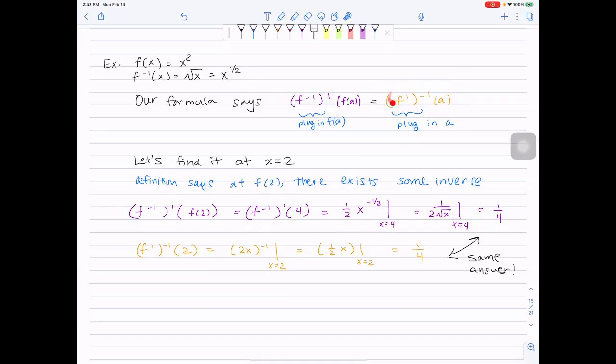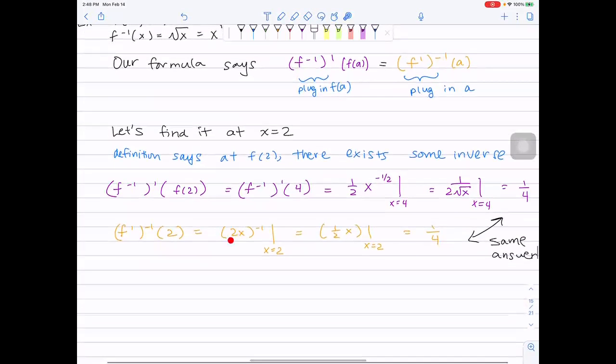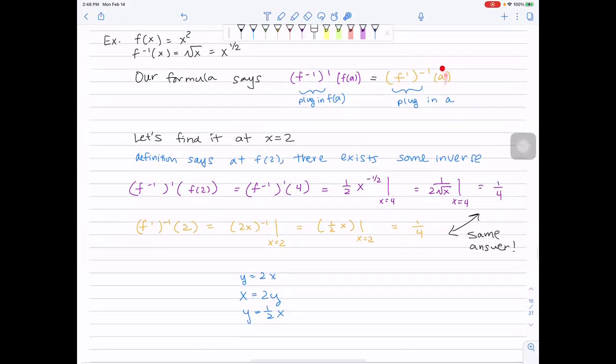Let's try the orange way. The orange way says we take the derivative of f and plug in at 2, then take the inverse. So what is the derivative of f? That's 2x, and we want to take its inverse. Usually to take the inverse, we switch the x's and y's and solve for y. So y is 1/2 x, and we plug in 2, we get 1/4. Same exact answer. We saw that the formula worked, specifically where the orange is plugged in at a, and the purple is at f of a.